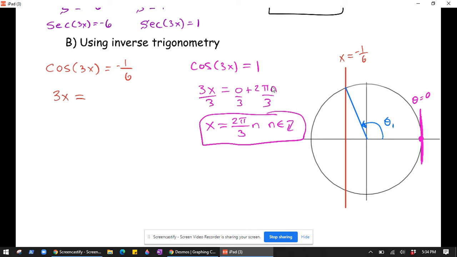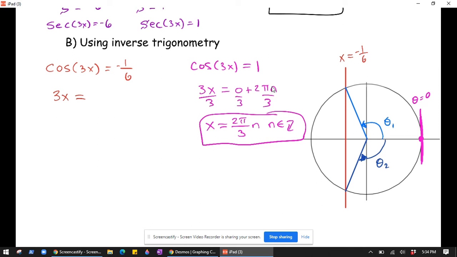Okay, that's one angle. The other angle we can call theta 2. Now, obviously, any angle coterminal with each of those is going to also be an answer. But there's a nice symmetry in this diagram. So if we can find theta 1 and theta 2, then we just add multiples of 2 pi to each of those to get all the answers.